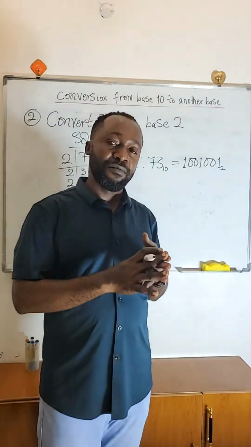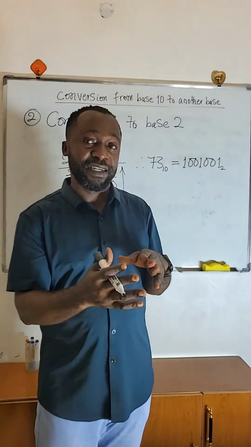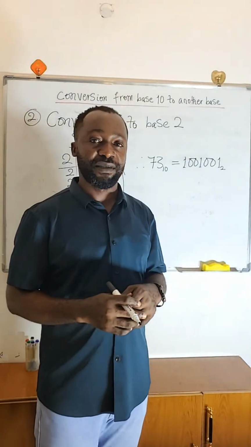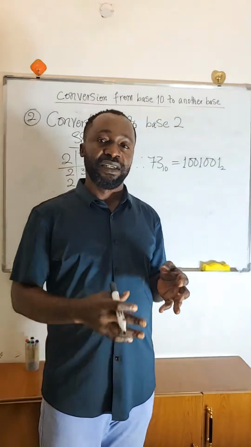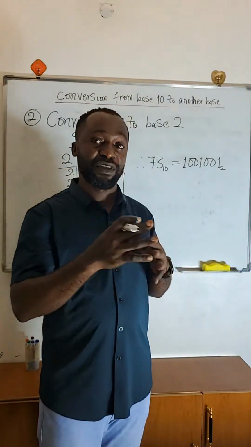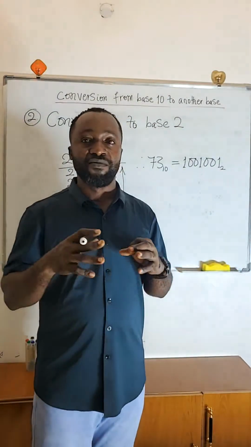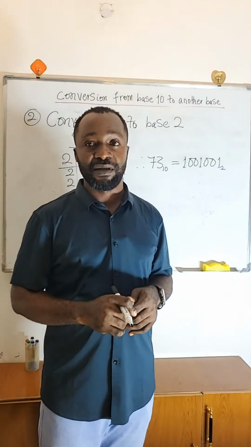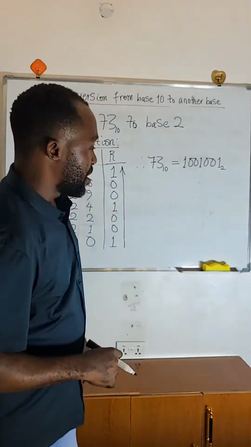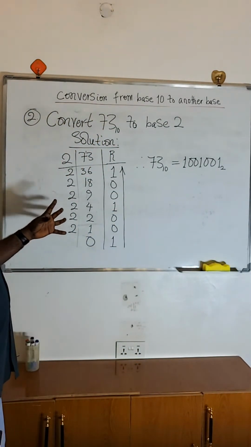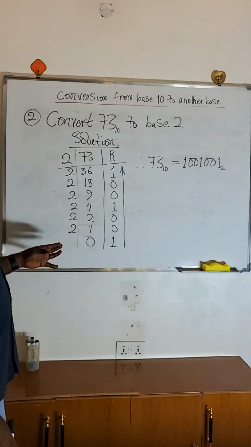I believe by the way we are going, you will be able to understand how to convert a number from other bases to base 10 and from base 10 to other bases. Yesterday we did 3 examples also from converting from other bases to base 10, and today we are converting from base 10 to other bases. Okay, so I believe this is understood very well.